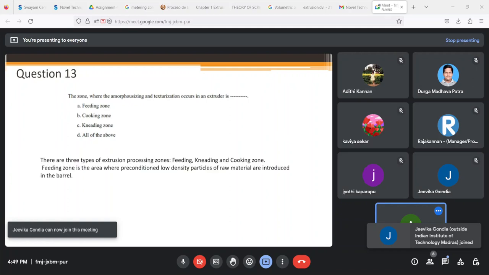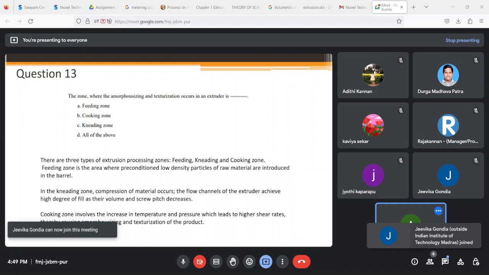So there are three types of zones in the extrusion. First is the feeding zone, where you will feed all your raw materials introduced into the barrel. Second is the kneading zone, where you will have an increase in temperature as well as pressure. That is, the compression of the material will take place in the kneading zone. So as the name suggests, you basically knead your raw materials that you supply with the help of high pressure and temperature. And the last one is the cooking zone.